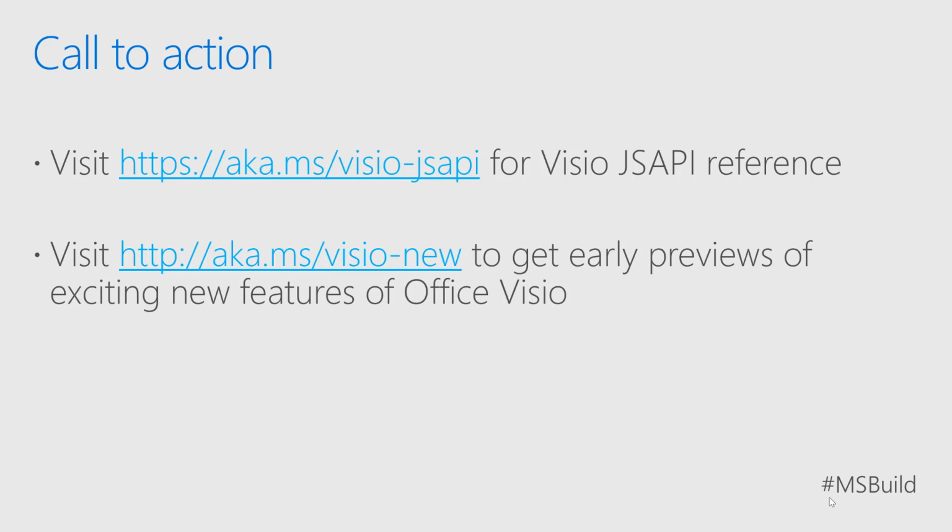All of the documentation for sample code and for understanding the properties and methods of each class for the Visio JS API is available at aka.ms/visio-js-api. To get early previews of exciting new features of Office Visio, please visit aka.ms/visio-new. Thank you.